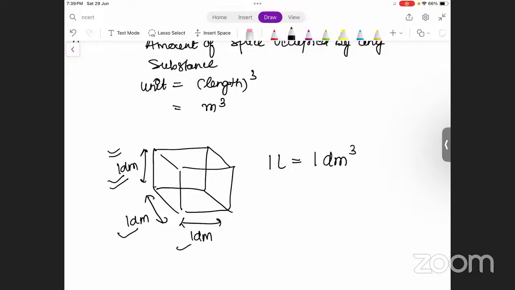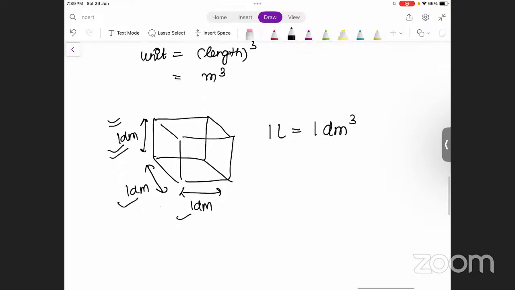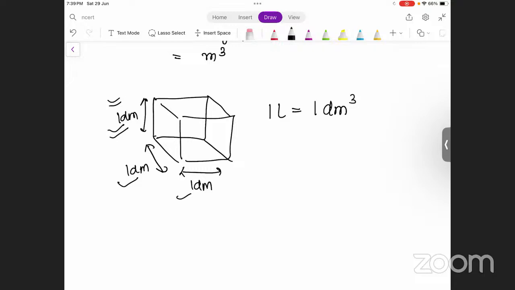So listen to this very carefully. I am saying it again because in the exam we usually get confused when converting these units for volume. I'll repeat it again: if I take a cube whose dimension is 1 decimeter by 1 decimeter by 1 decimeter, then whatever amount of substance will come in this cube will be equal to 1 liter.